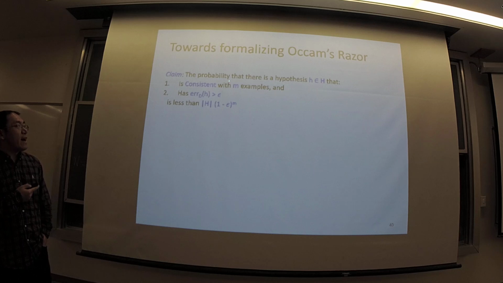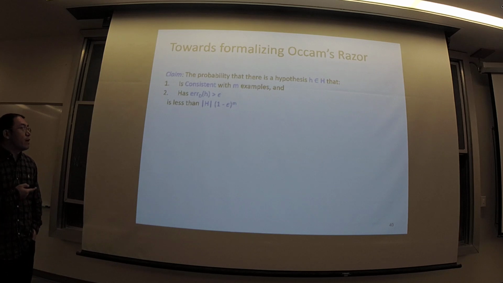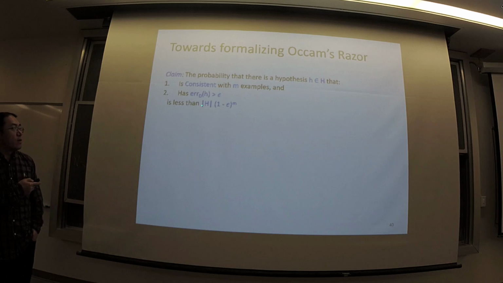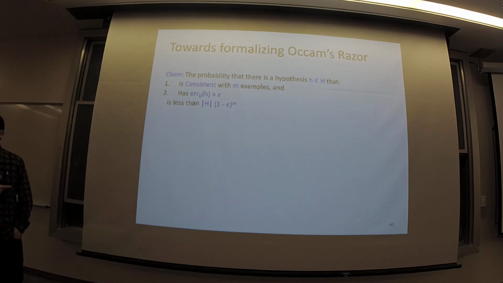The probability that there is a hypothesis in the space H that is consistent with M training examples, and the generalization error of H is bigger than epsilon, this chance is less than this number. This number is the size of the whole hypothesis space H multiplied by (1 minus epsilon) to the power of M. So basically it's a bound in probability. The probability that you have a hypothesis which is consistent with M training examples, but your true error is bigger than epsilon.